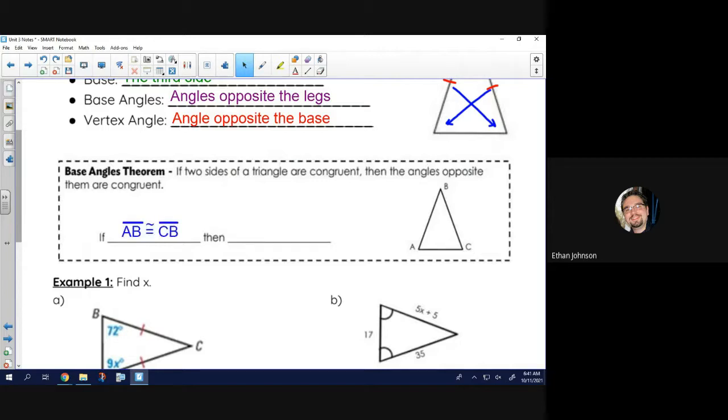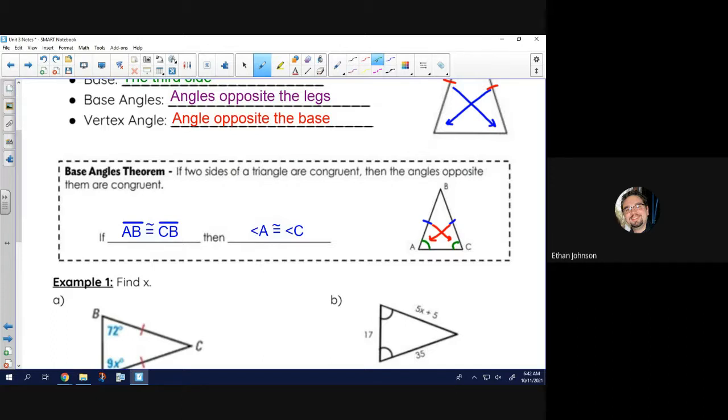So, for example, if segment AB is congruent to segment CB, so AB is congruent to CB, then angle A is congruent to angle C. So the angles across from them have to be congruent. And this works in converse as well. If angle A is congruent to angle C, then segment AB is congruent to segment CB.